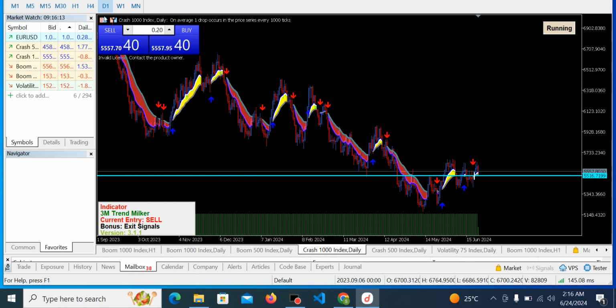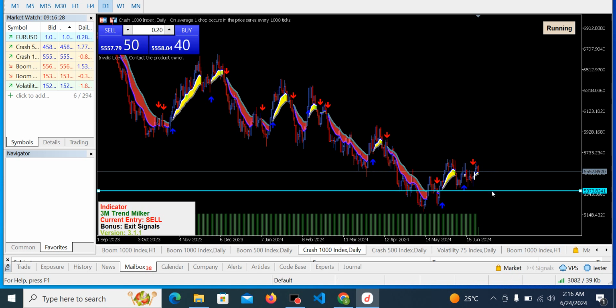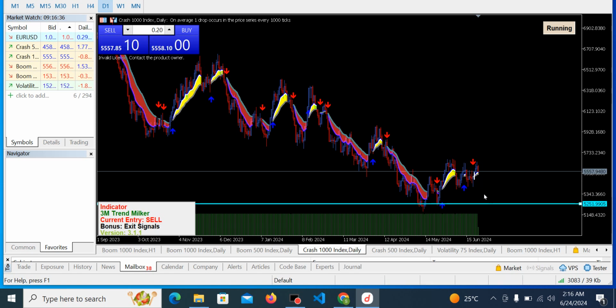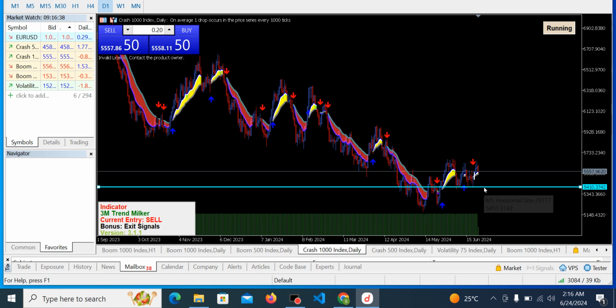Still on daily time frame. Crash 1000 started a downtrend right from there, and got to this support zone. It was unable to break out from there, so it had a little pullback. After the pullback, it's still trying to sell more. If it's unable to go below this, then definitely it will go back on uptrend. But if it breaks out below this, then definitely it will come down to this particular support zone.